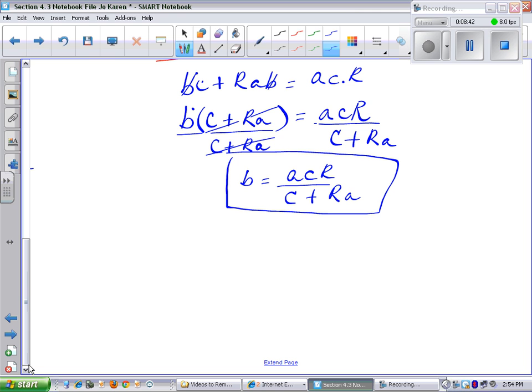You will need to do the homework on section 4.3, do the quiz on section 4.3.